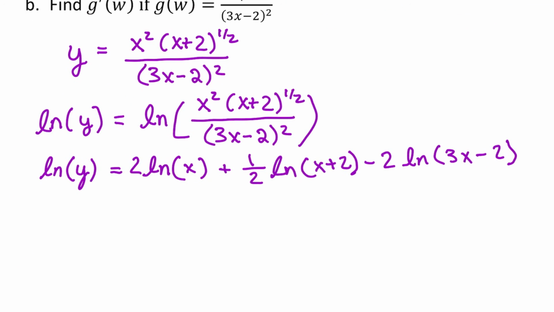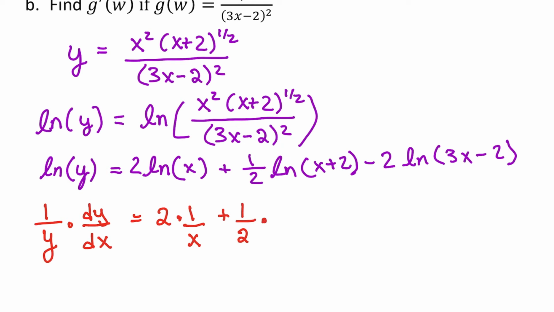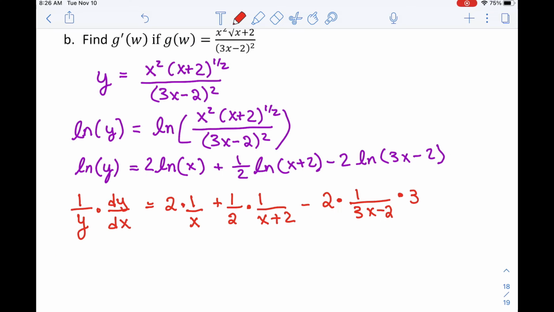So we haven't done any derivatives yet, but we're about to, because now it's in an easier form to do that of. So if I do the derivative of both sides, going to have to use a little implicit differentiation. And then derivative of natural log is just 1 over x, 1/2 times 1 over my inside of my logarithm, minus 2 times 1 over the inside of my logarithm. And don't forget chain rule, multiplied by the derivative of the inside, which is 3.